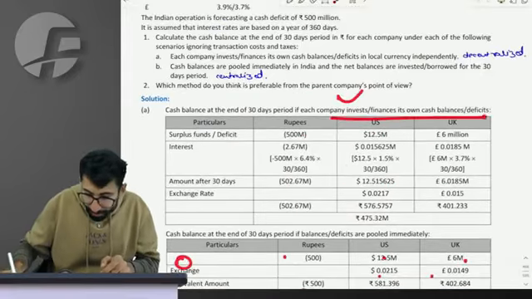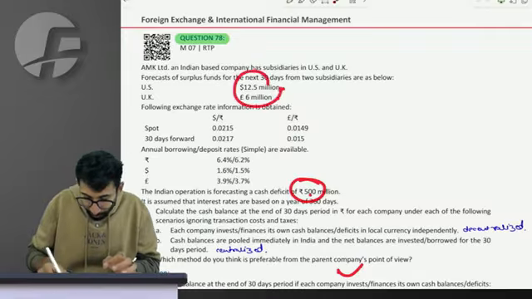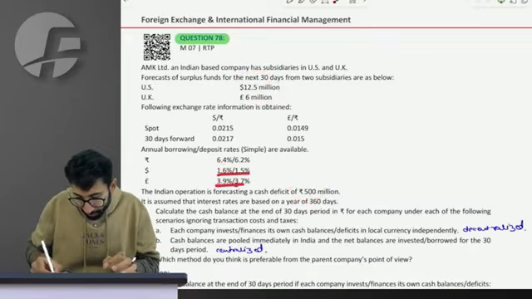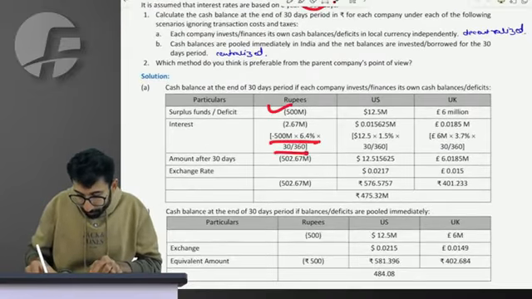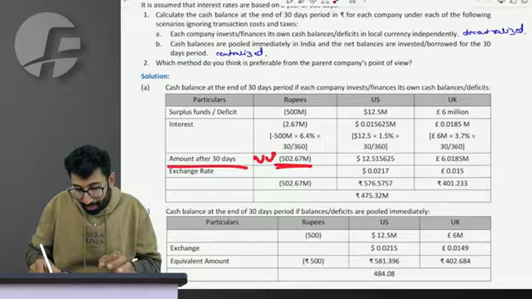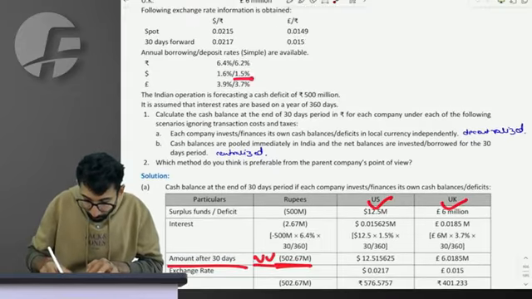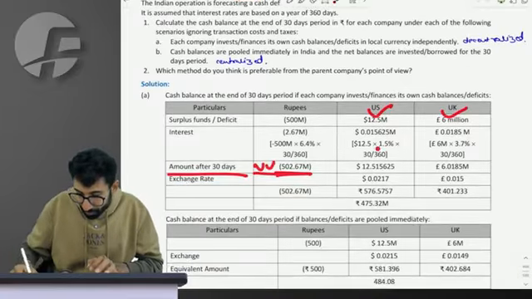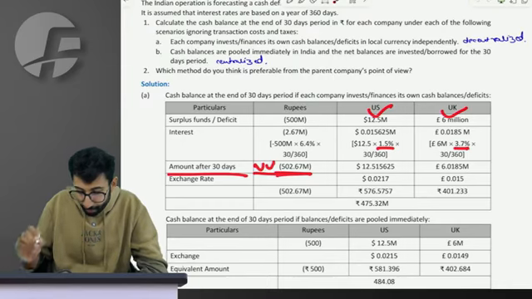Similarly, if it is decentralized, we invest and borrow the respective amount using the respective rate. For example, 500 rupees, we borrow at the rate of 6.4% for a period of 30 days. It becomes 502.67 million as the amount of repayment after 30 days. Similarly, 12.5 and 6 million when you invest at the rate of 1.5% and 3.7% for a period of 30 days.